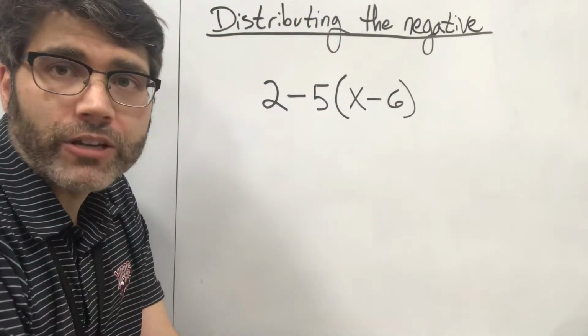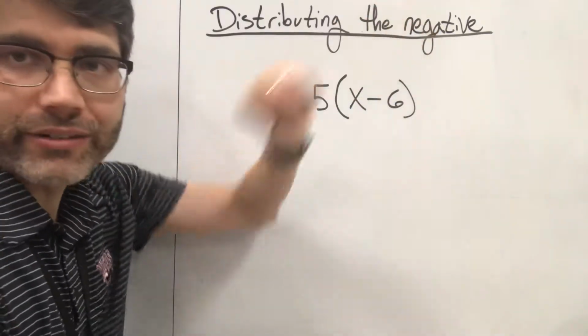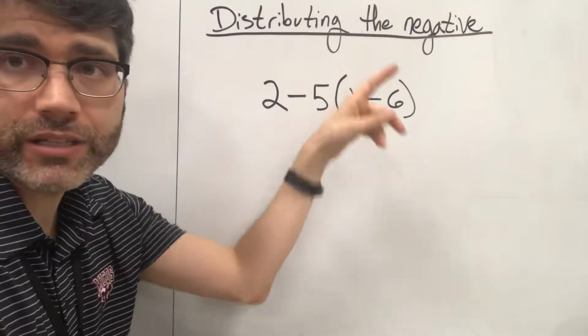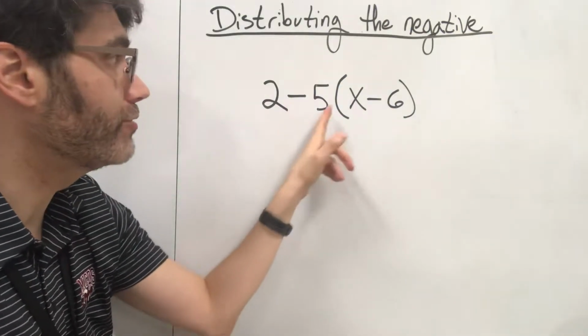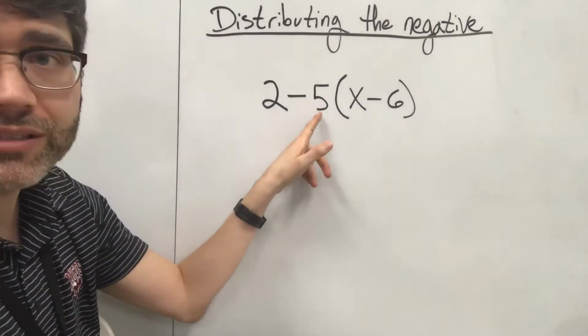So in this video, I want to talk about distributing the negative, okay? Distributing the negative means we're going to do our distributive property like we've learned about, except we need to remember to distribute the negative over everything inside the parentheses if the thing right outside the parentheses is negative.